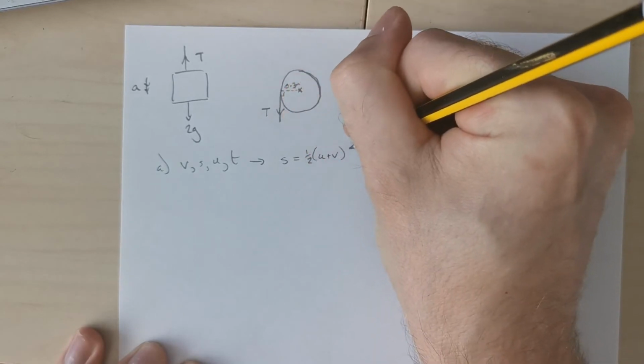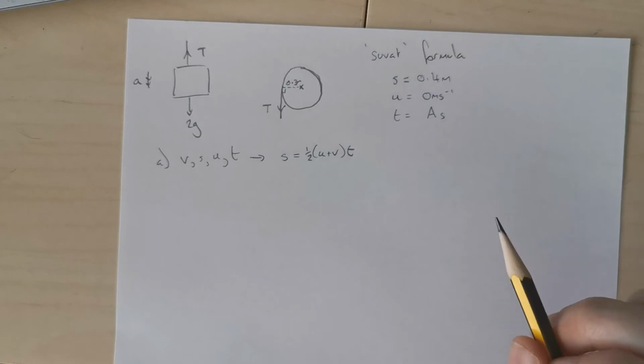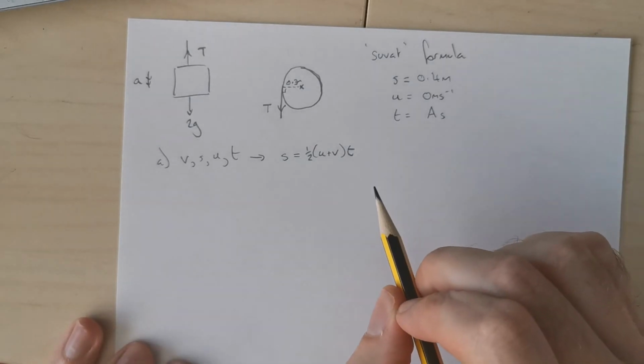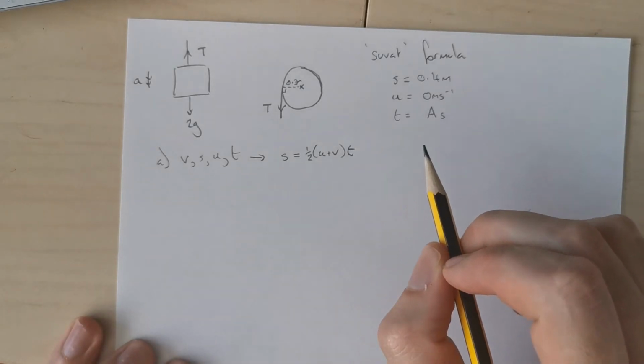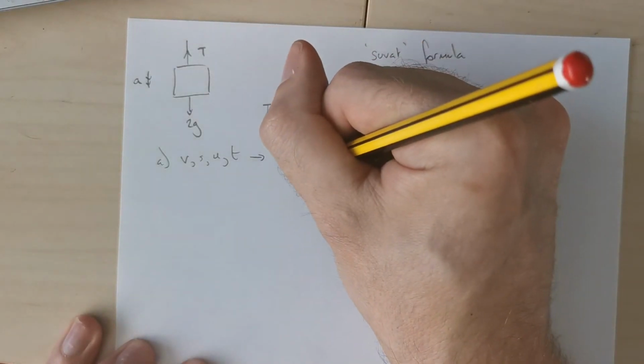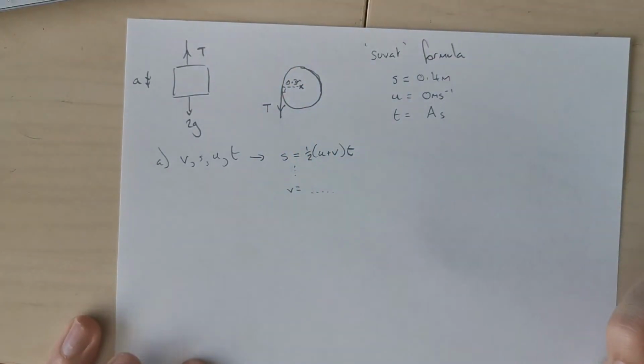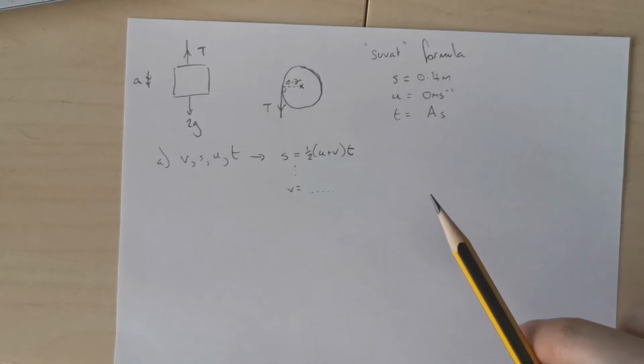There's a few different ways of writing this formula. s equals a half of u plus v, multiplied by t. So we can substitute all the information in and rearrange, and we should end up with an expression for v. I'm not going to give it away, I'm going to allow you to work through that yourself.